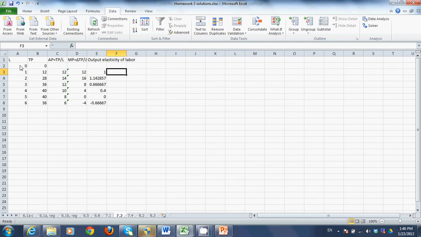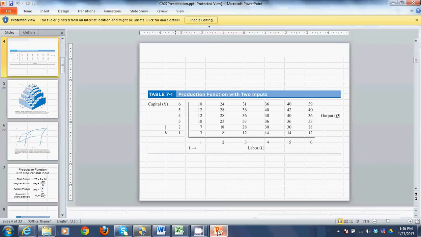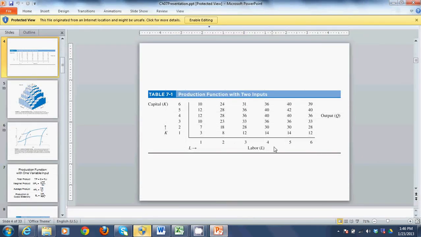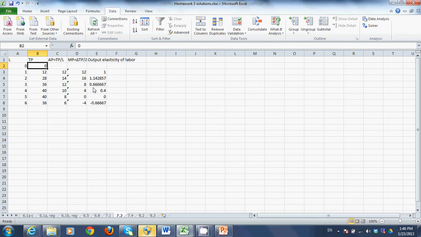So, total. This is just taken directly from the table. I guess it's from this table now that we have it up. So we're told to assume capital is at 4 units. So then we get 12, 28, 36, 40, 40, 36, which is exactly what shows up in this column. And from there we can calculate average product equals total product over labor. So we divide these, and notice the formula here, B3 over A3, B3 over A3. That drags down 4, 5, 6, 7. It's always dividing total product by labor.